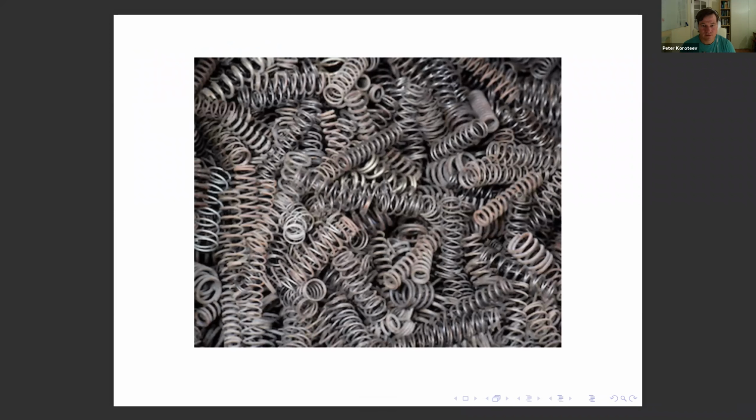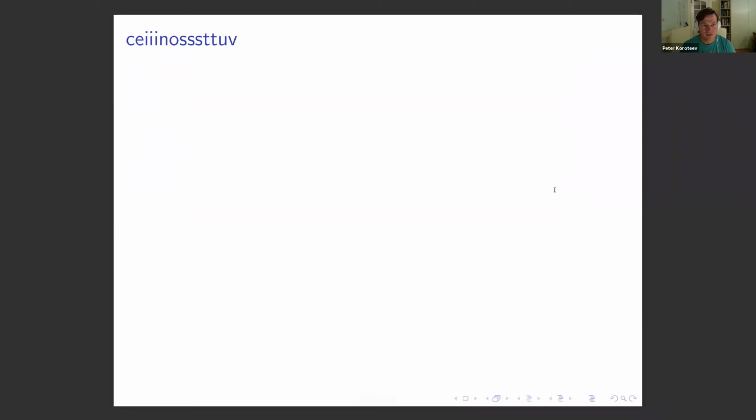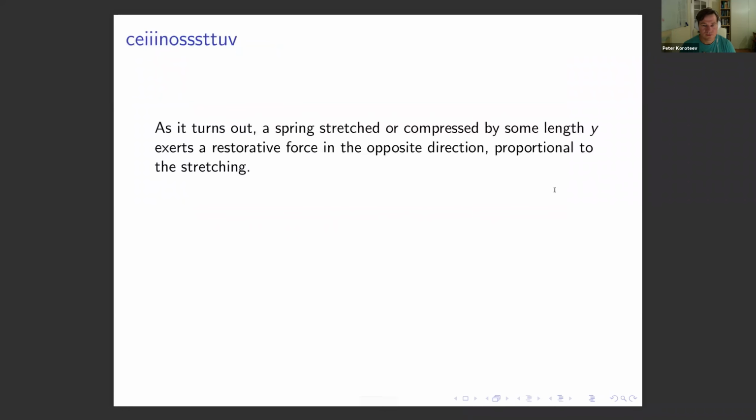Okay, another example, springs, right? So Hooke's law. The stretching or compression of those springs by some distance exerts a restorative force in the opposite direction, right? Which is proportional to the stretching. So if you stretch it, the spring wants to come back. If you compress it, it wants to expand.